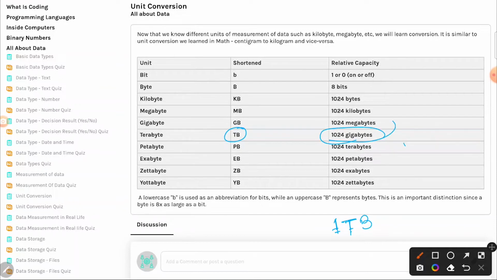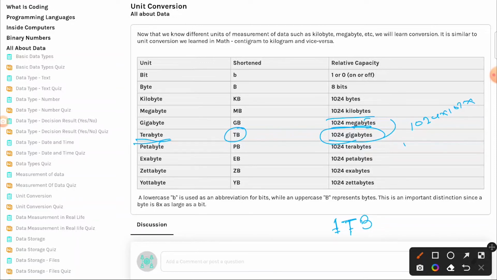And you can do upward conversion. You can say 1024 multiplied by 1024, which means so many megabytes. Do one more multiplication with 1024, and that means so many kilobytes in 1 terabyte. This is relatively straightforward math when it comes to conversion.